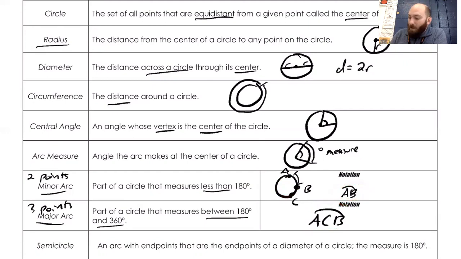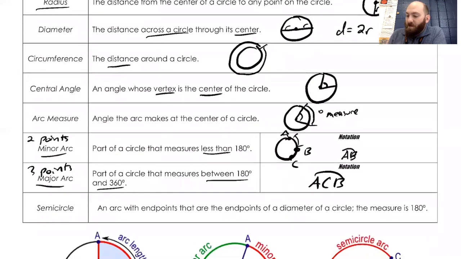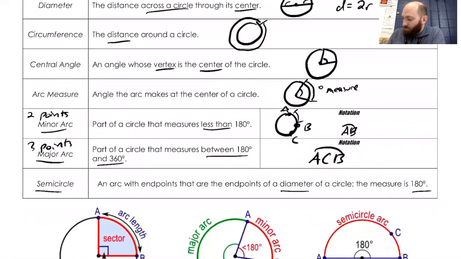All right, last term for here is our semicircle. And that is an arc with endpoints that are at the endpoints of a diameter of a circle. That's awkward, with endpoints that are at the endpoints of a diameter. Yeah, I guess it makes sense. That measures 180 degrees. So I'll put a little circle here, just referring to this. If that's my diameter, then that right there is a degree measure of 180 degrees. So that's what we're referring to.